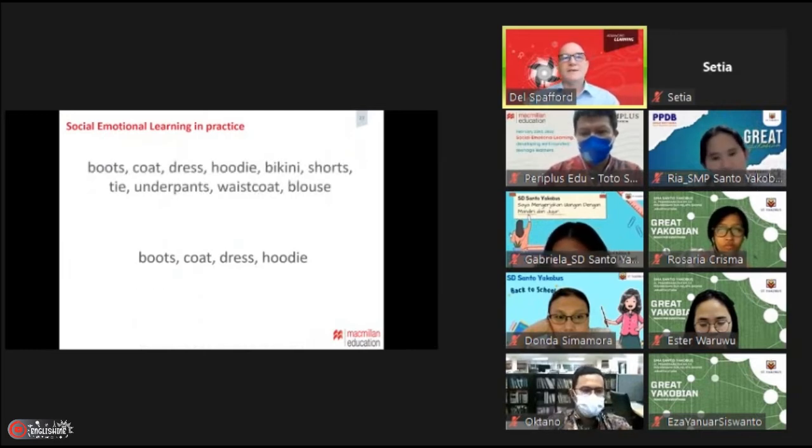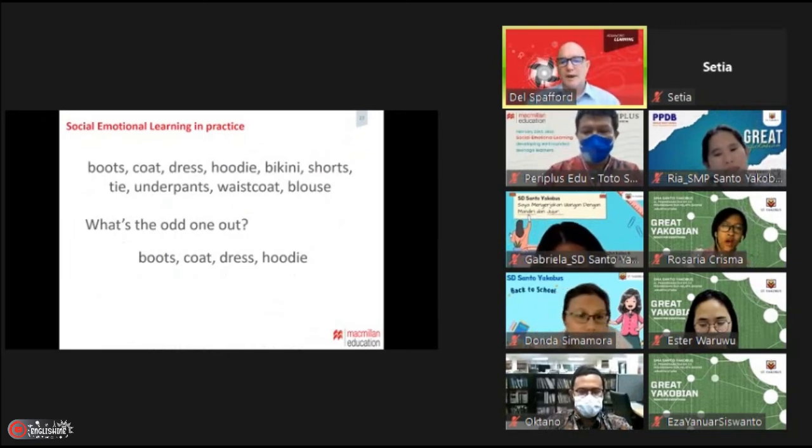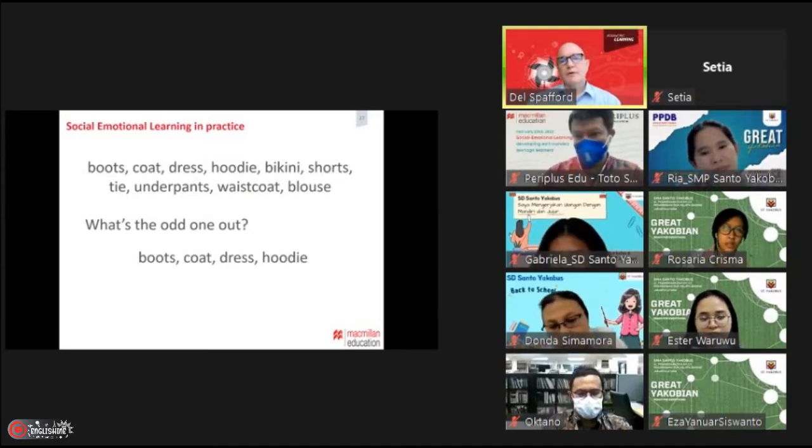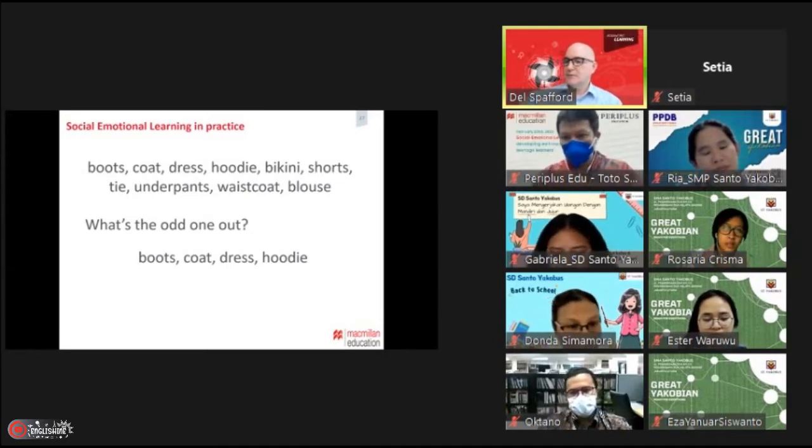Also, what's great is the odd one out. Now, odd one out is a wonderful way to develop vocabulary and develop thinking. So what's the odd one out in this one? And you have to tell me why as well. You can't just say. So you can shout it out if you want to. Open your mics. Let me know.